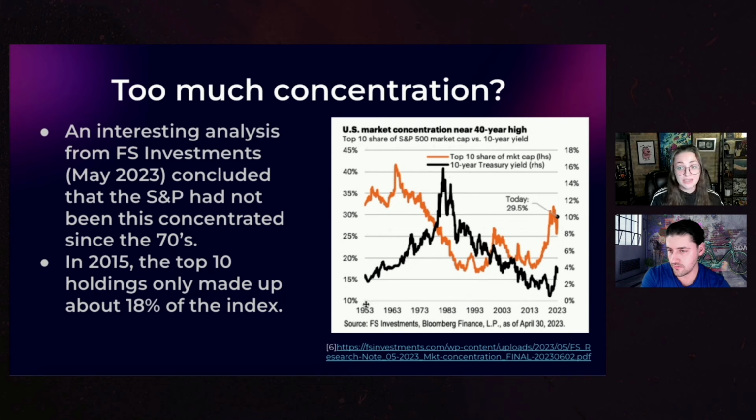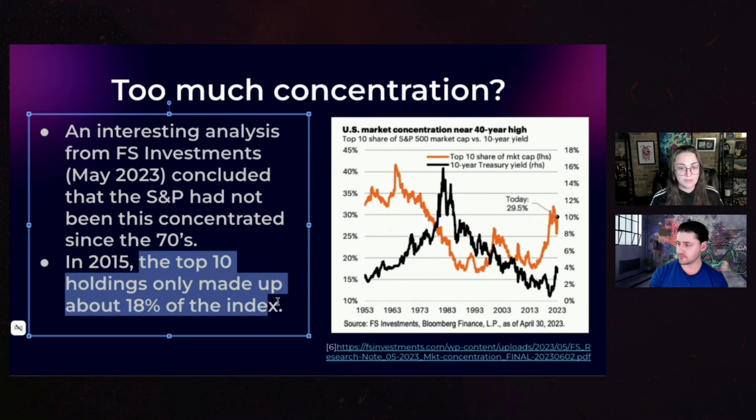So right now, U.S. market concentration is near a 40-year high. And we can see that around 1973, the 1970s, is approximately the last time we had this level of concentration, where we're using the top 10 components of the S&P 500 to determine concentration in this context. In 2015, for a little bit of context, the top 10 holdings only made up about 18% of the index, compared to now where we're closer to 30, right?